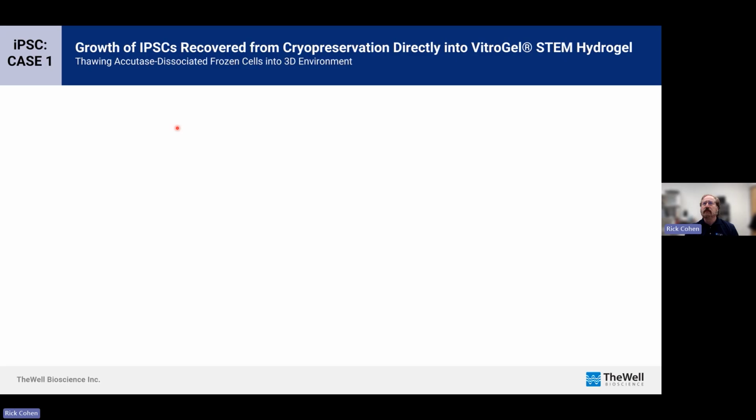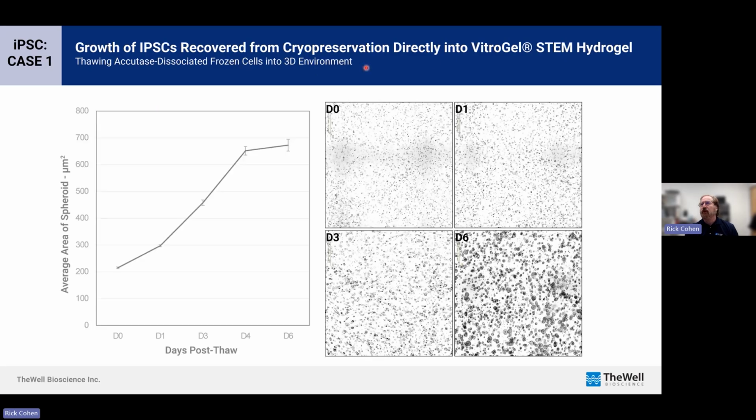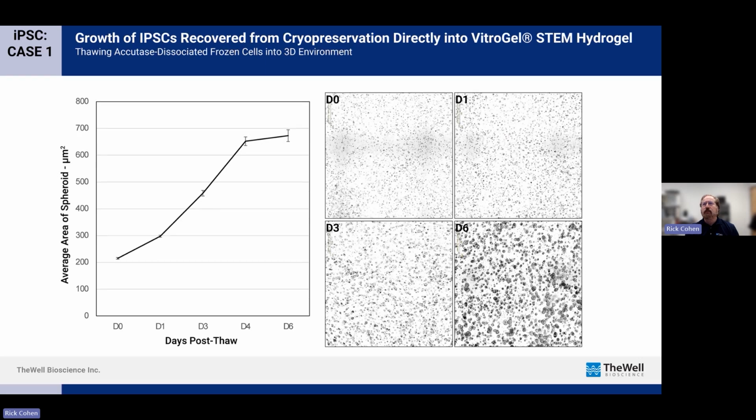And here's some data. The growth of iPSCs recovered from cryopreservation, and these are thawed Accutase-dissociated frozen cells in the 3D environment. This is at day 0. You can tell they're close to single cells. Day 1, they start to either aggregate or divide and grow. By day 3 and then day 6, you can see clear spheroids. And this is the average area of the spheroid over time and increases from about 200 to 700 microns squared.